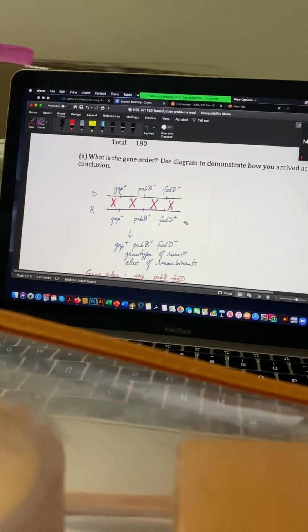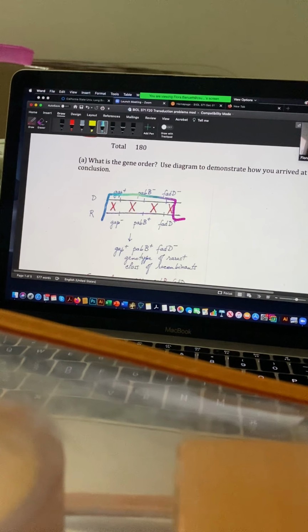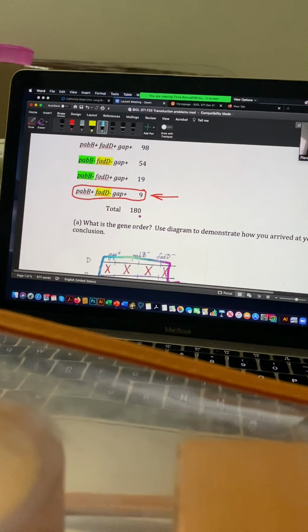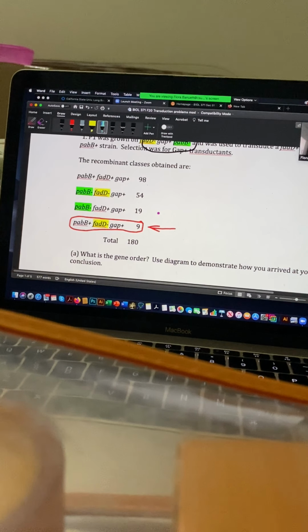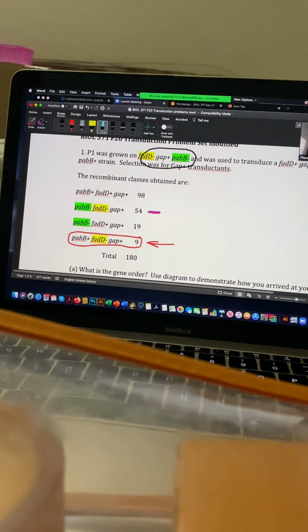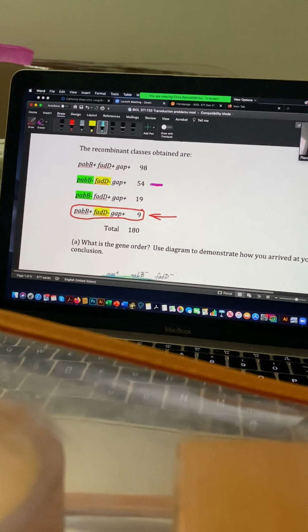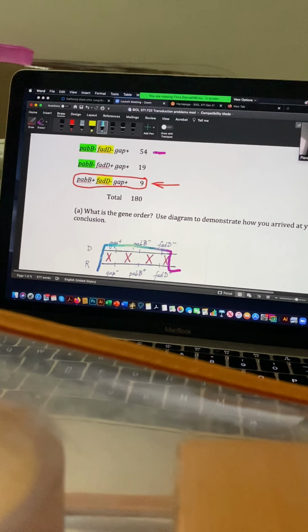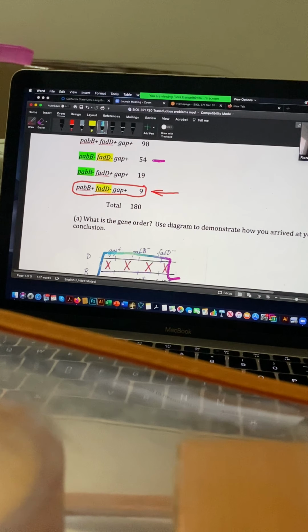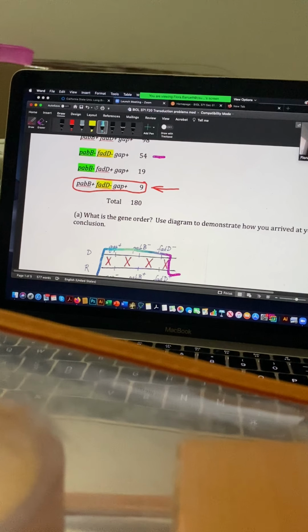And then the other possibility is if we have this one here. So we'll get GAP plus, PAP minus, FAT minus, and that is this class here. Okay? So the double crossovers are usually more abundant than the quadruple crossovers.